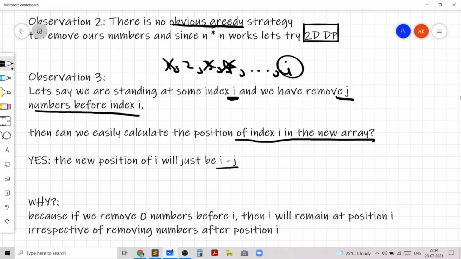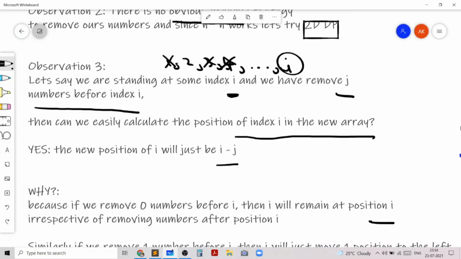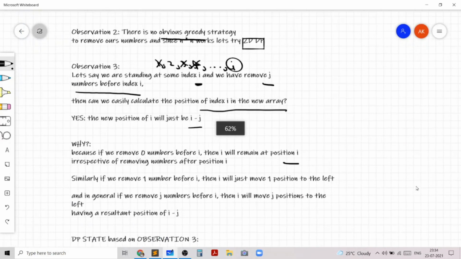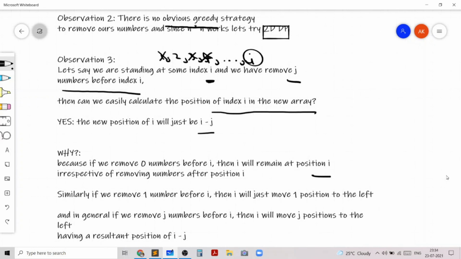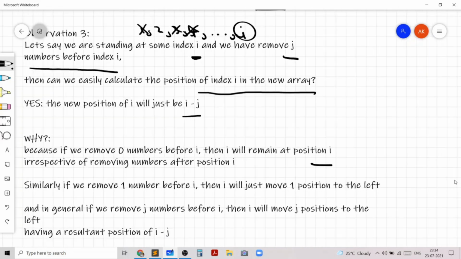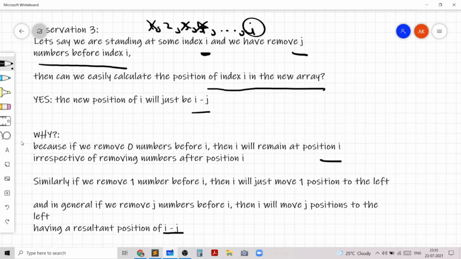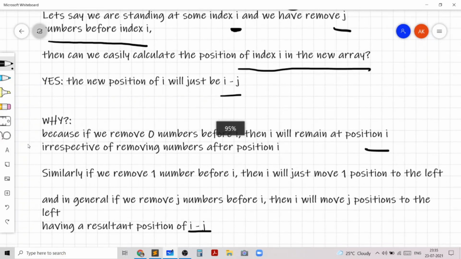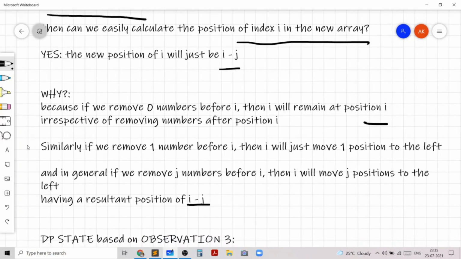This is true because if j is 0, then obviously I will remain at position I. If j is 1, then I will just move 1 position to the left. If j is 2, then I will move 2 positions to the left. And in general, for any given j, the resultant position of I will just be I minus j. So this is actually very useful to us. Why? That we will see in our DP state.